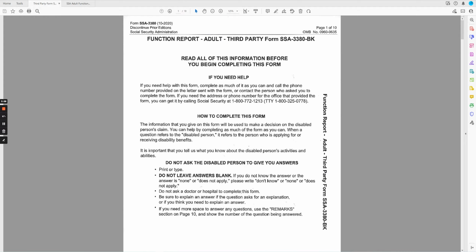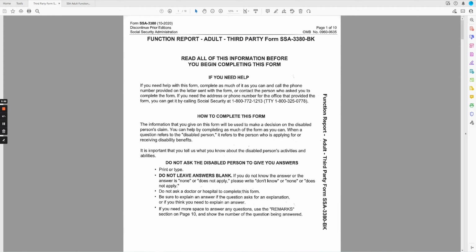So let's go ahead and jump in on some instructions and talk to you about the purpose of this third-party report form. First, you'll see on page 1 of 10, it gives you a phone number to call Social Security if you need help. Do not call Social Security. They're not going to give you any help. Social Security is not looking out for the best interests of our clients in the way that we are. If you have questions, please give our office a call. We'd be more than happy to talk to you about any specific questions. We don't fill this form out for folks, but we definitely can help answer questions for you.